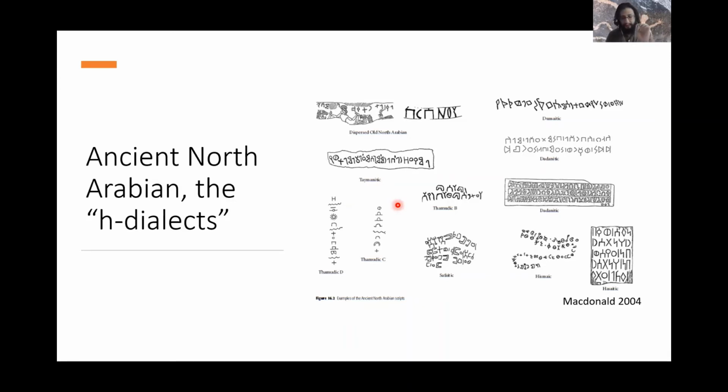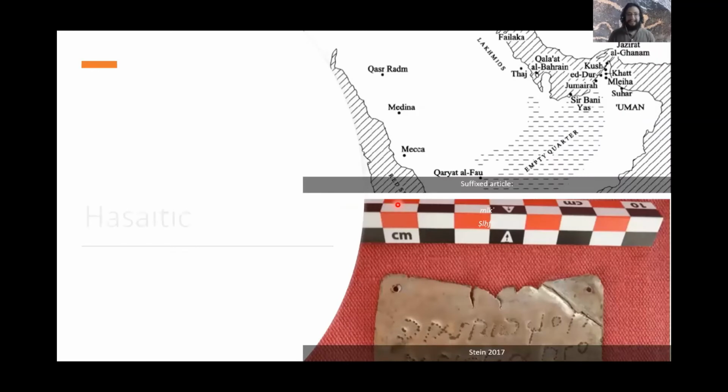So let's look a little bit at these. We'll begin in East Arabia, okay? We'll begin in East Arabia in a group of inscriptions called Hassaitic, which are attested from basically the Hassa here in the desert that goes through Thaj all the way to present-day UAE. Now, most of these texts are gravestones, so we don't get the chance to see very much. We don't see definite articles in such a context.